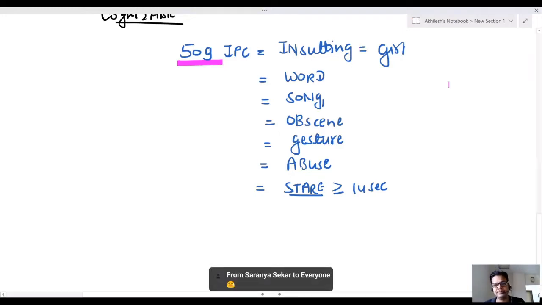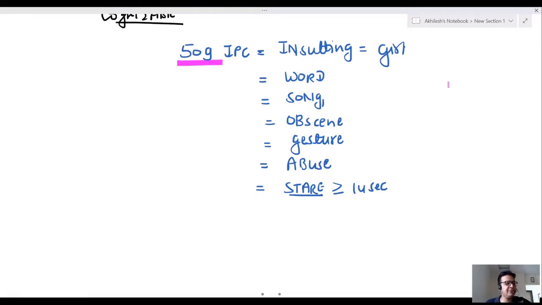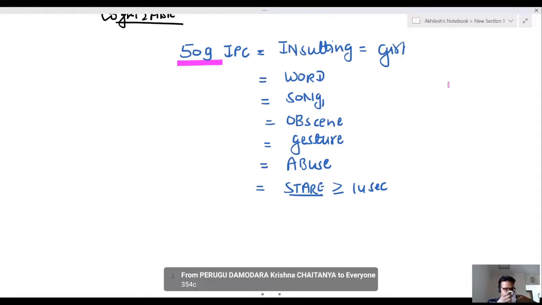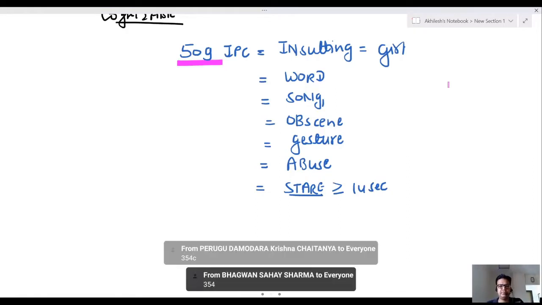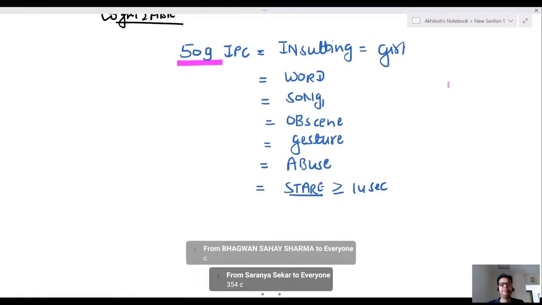I'm just putting a question. Okay. Saranya Sekar. Write down. Voyeurism comes under which IPC? Voyeurism. 354C. Yes, Damodaran, 354C. Don't write only C, my child, write 354 along with it.